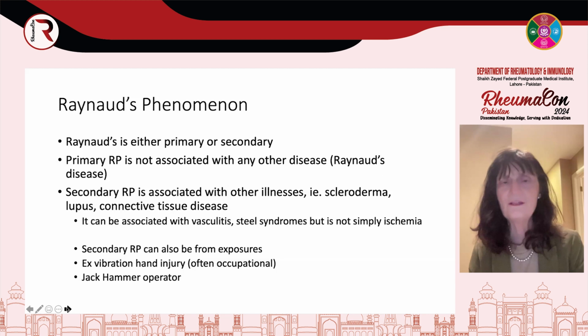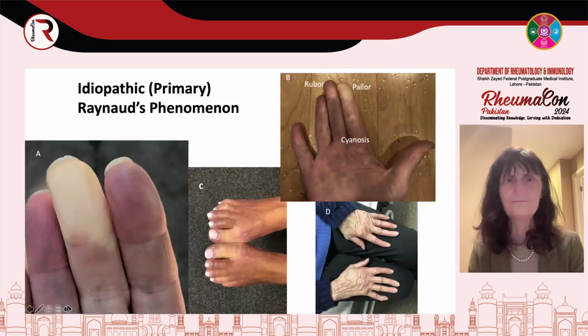When we think of it, it's either primary or secondary. So primary, we can also call idiopathic. So it's not associated with another disease. Secondary is associated with other diseases, especially in a rheumatology congress. We're thinking of connective tissue diseases, but it can be vasculopathy of other sorts, from vasculitis, occupational, like hand vibration injury, people that work on a jackhammer doing road work, things like that can also be considered secondary because there's a reason for the Raynaud's.